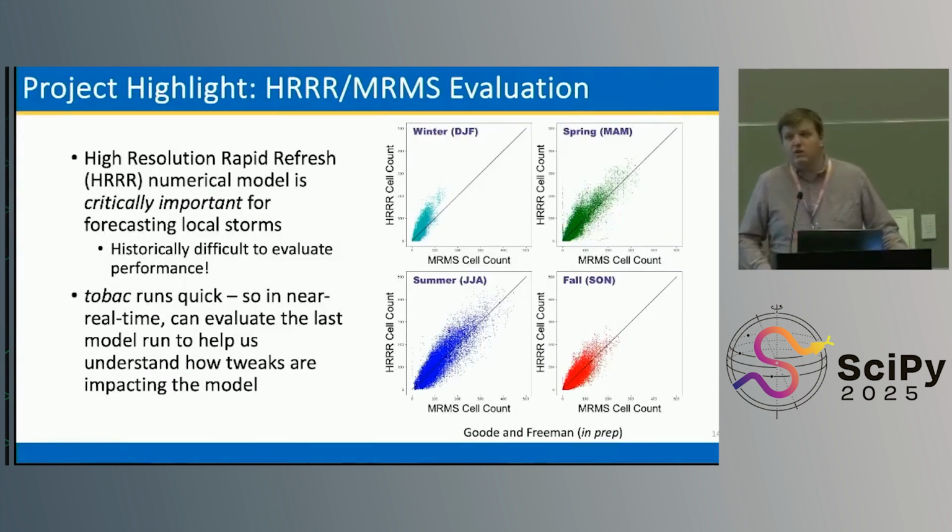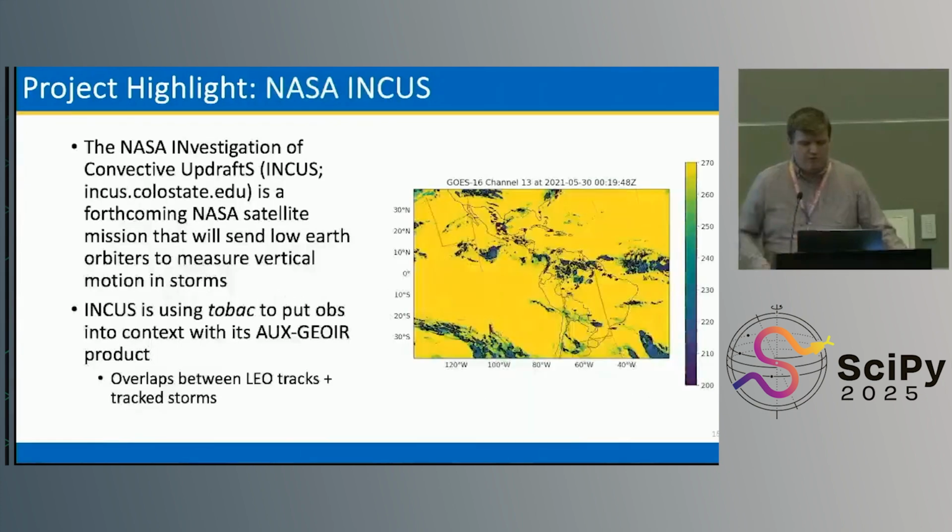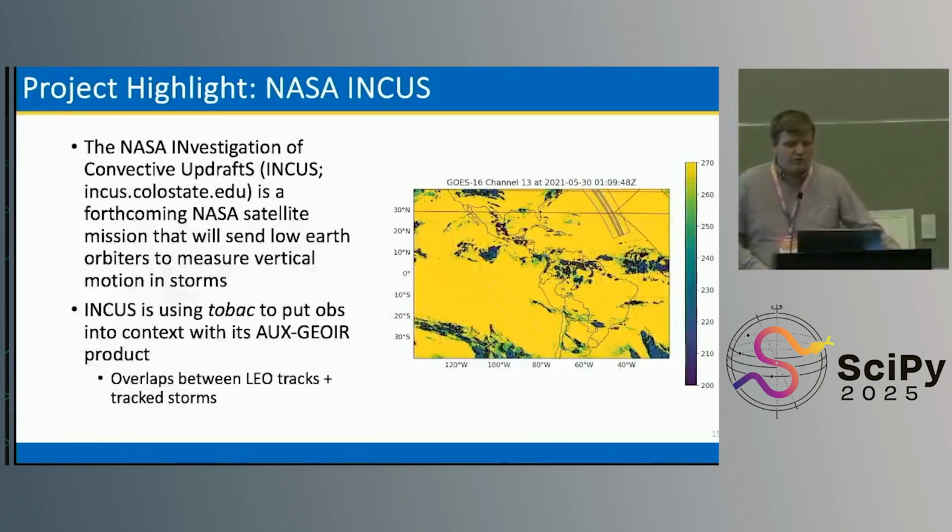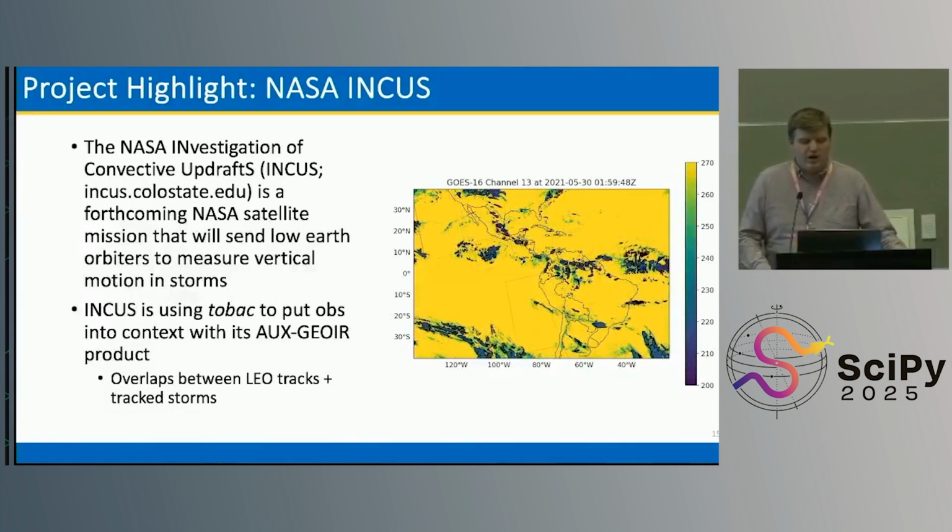And we actually are running it in near real time now, where we can use it to evaluate the performance of the HER model in near real time and provide that data to forecasters, and also be able to use it to evaluate the past performance of HER to understand how the number of storms that it produces compares to the number of storms that existed in real life, storm areas compared to real life, storm motion compared to real life, and we can do this even down to region and sub-region levels, and we're working on writing that up now. Tobac's also being used in at least 2 planned NASA satellite missions.